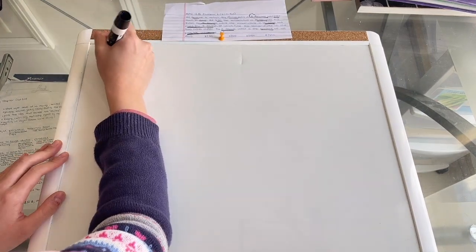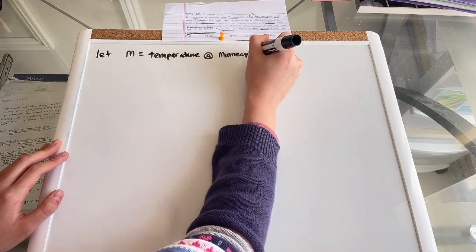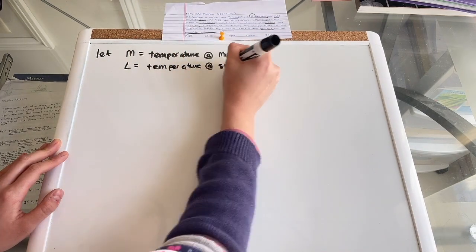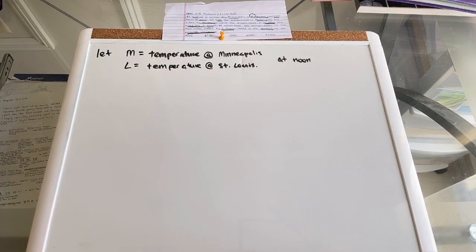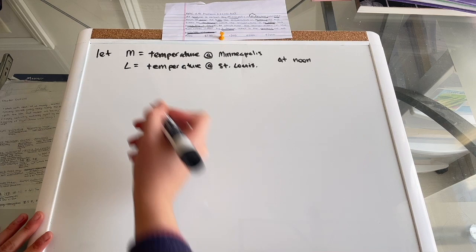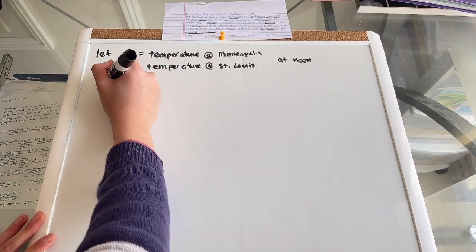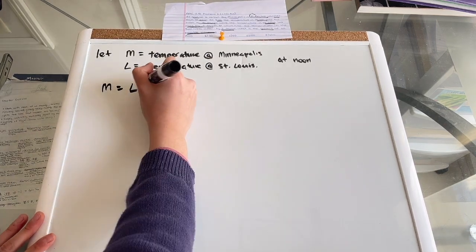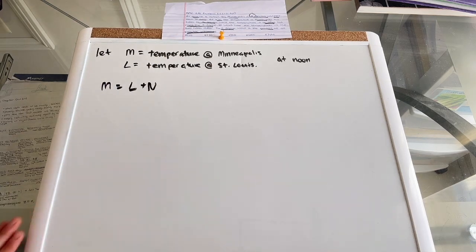Let's let m equal the temperature at Minneapolis at noon and L equal the temperature at St. Louis at noon. So now we can write an equation. It says at noon on a certain day, Minneapolis is n degrees warmer than St. Louis. So we can see that the temperature at Minneapolis would be the temperature at St. Louis plus n. And this is all in degrees.